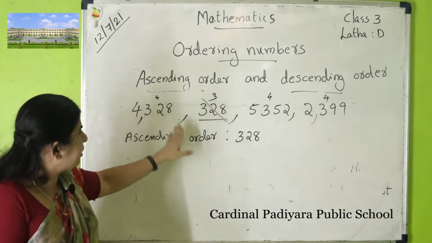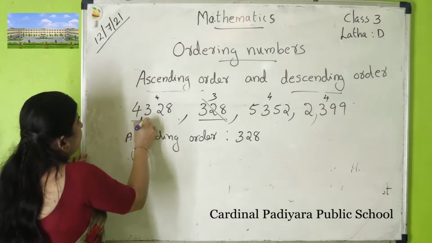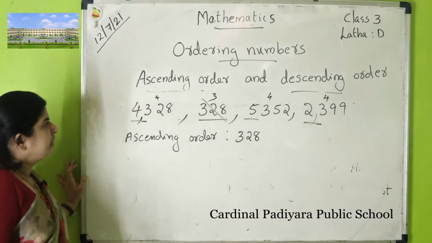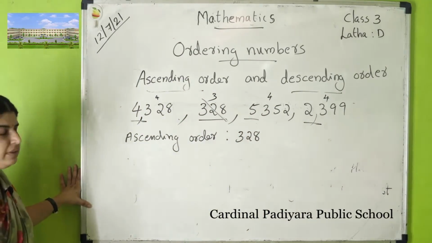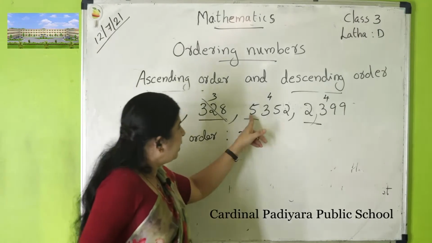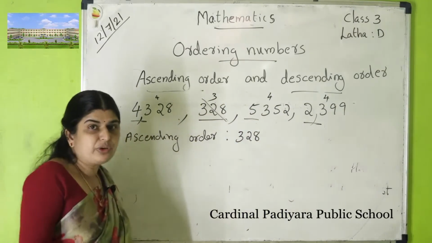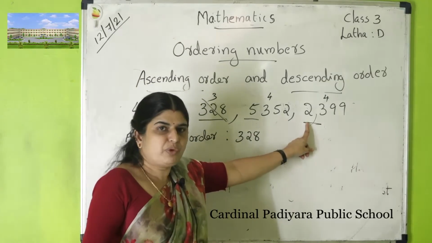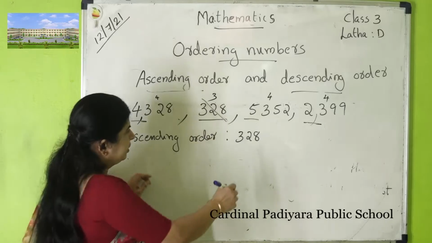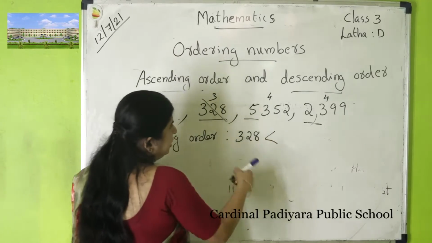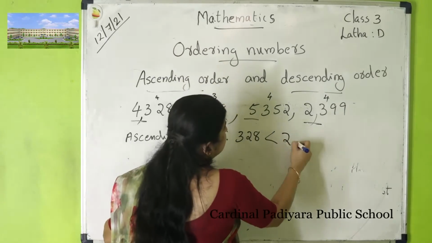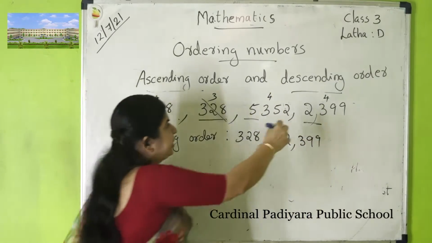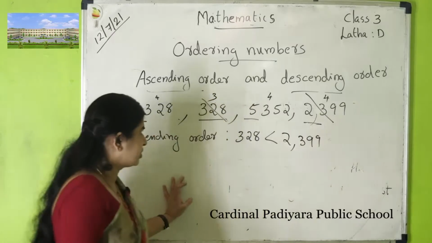Therefore we compare the leftmost digit. Here 4, here 5 and here 2. Which is the smaller number? 4, 5 or 2? Which is the smaller digit? Here 2 is smaller. Therefore we write 2,399 as the second number. Then we cross out this number.